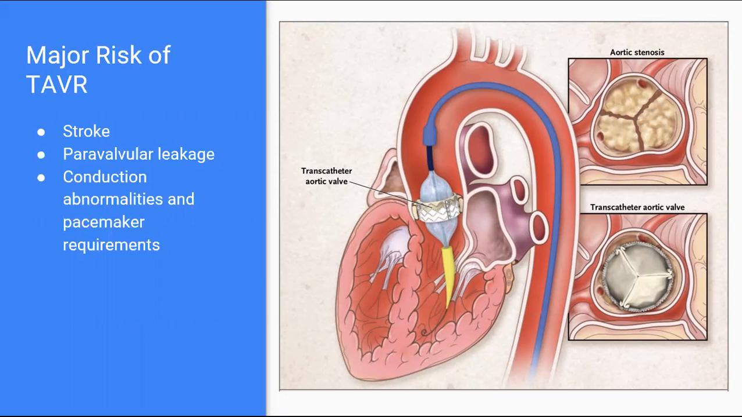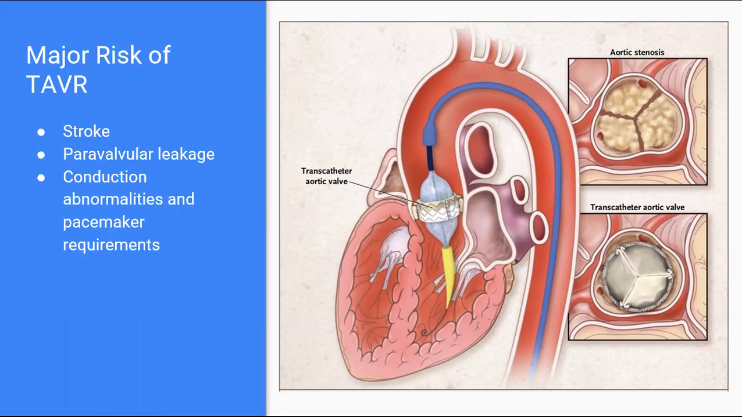Paravalvular leakage, that was a major problem with the TAVRs, because the degree of paravalvular leakage is associated with increased mortality. Patients having moderate to severe paravalvular leakage have a higher mortality in the next 5 years compared to patients who had mild or trace.